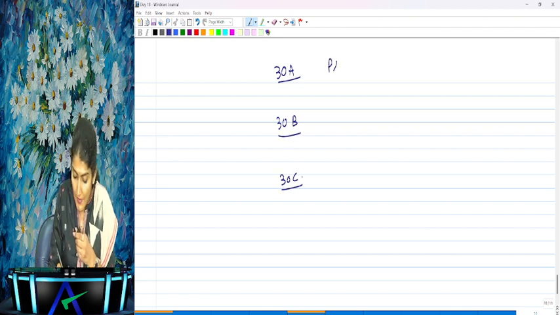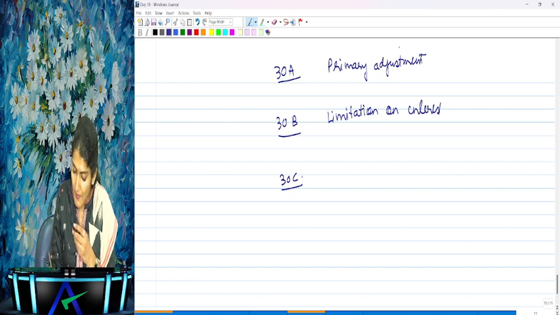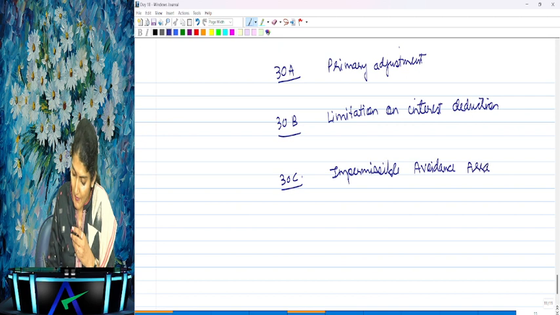Right, now what we have for our discussion is 30A, 30B and 30C. 30A is regarding the primary adjustment. 30B is regarding the limitation on the interest deduction, and 30C is regarding the impermissible avoidance arrangement.